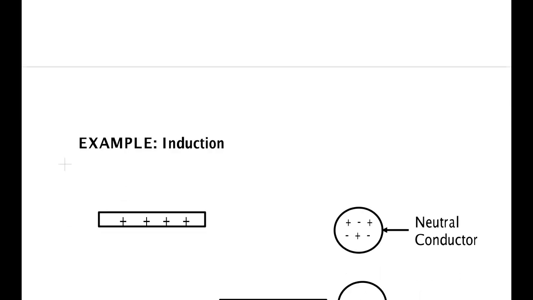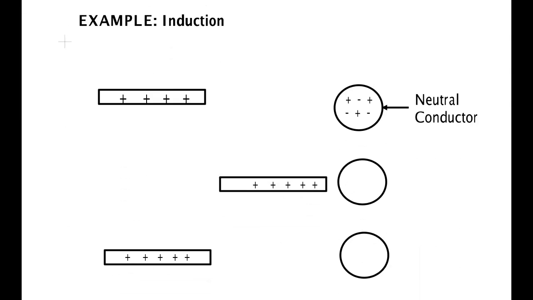Here is induction. Induction is what I did sometimes with a can. If you rub a PVC pipe with some fur and you stick it near a can, you can actually pull the can across without touching it. And the reason is this thing called induction. Here you have positive charges, and here's our neutral conductor, and I've actually shown the plus and minus charges in it. Equal amounts, so it has no net charge.